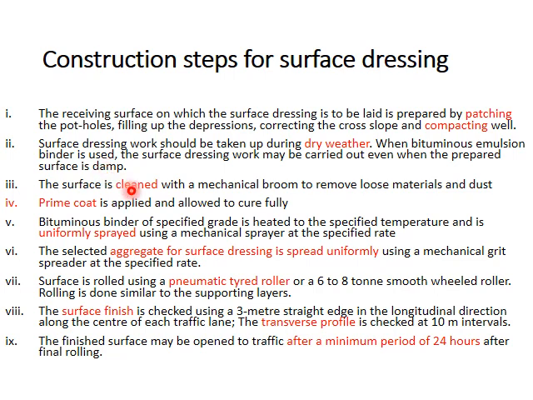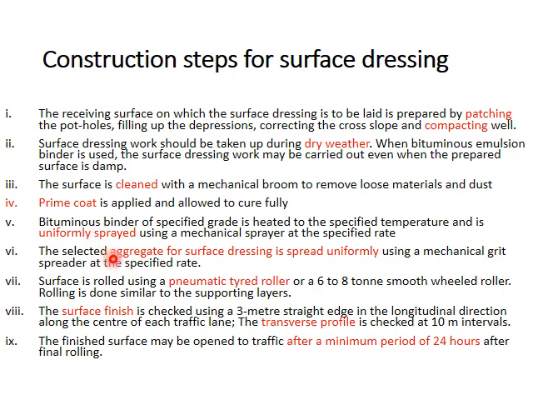Then the surface is cleaned to remove all the loose materials and dust. Again, prime coat is applied for better bonding between the bituminous binder course and the bituminous surface dressing. Then the bituminous binder of specified grade is heated, and then it is sprayed using a mechanical sprayer on top of the prime coat.